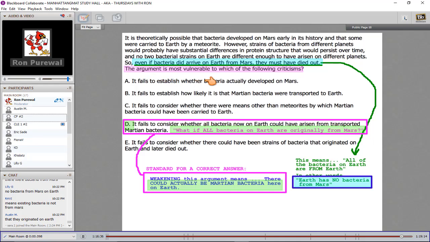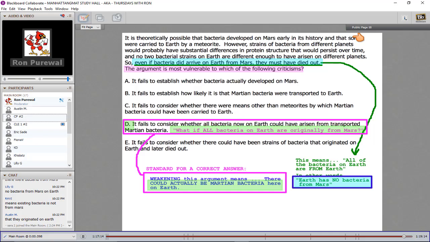Also, remember the other choices should be totally wrong. So there's also the avenue of just eliminating the other choices. Like A, you don't have to establish this because you're just looking for a counter argument to the idea that they're all from Earth. So you guys didn't pick that. You also didn't pick B. Likelihood doesn't make any difference because we're just talking about what if this happened. Choice C, other means besides meteorites, that doesn't make any difference. It doesn't matter how they got here.